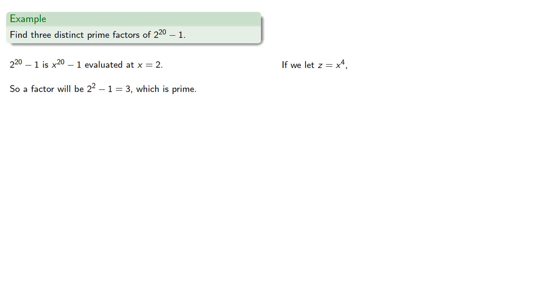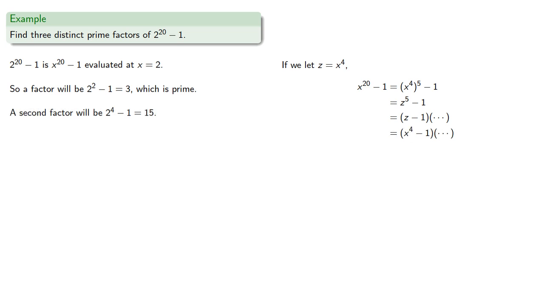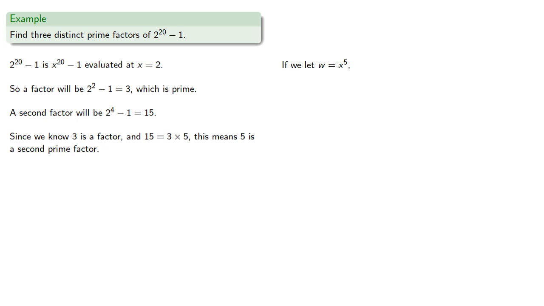If we let z equal x to the 4th, then z minus 1 is a factor, and so x to the 4th minus 1 is a factor. And so a second factor will be 2 to the 4th minus 1, which is 15, and we already know 3 is a factor, and 15 is 3 times 5. This means 5 is a second prime factor. And if we let w equal x to the 5th, a third factor will be 2 to the 5th minus 1.